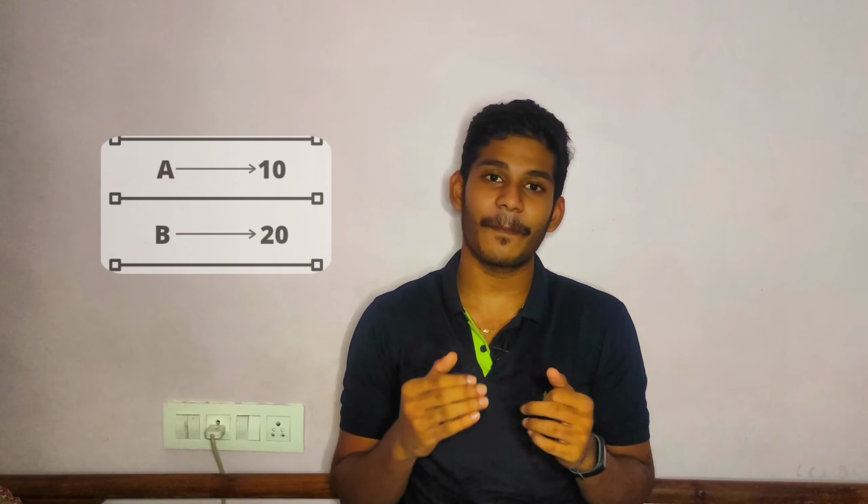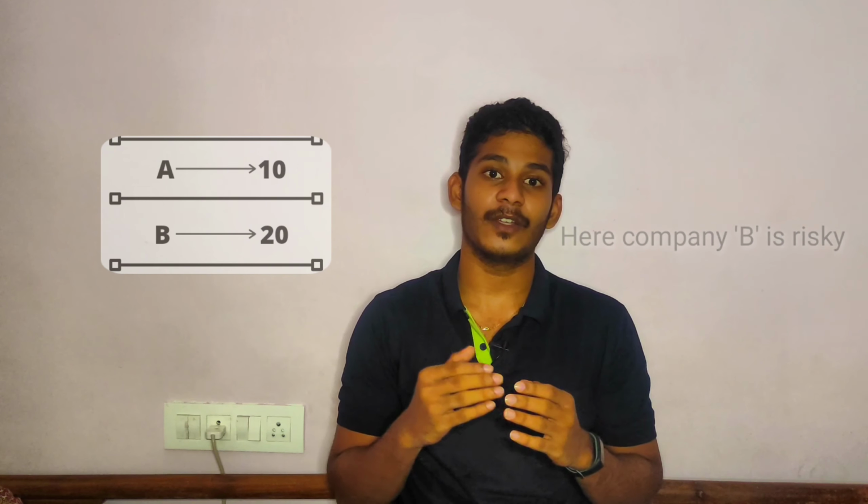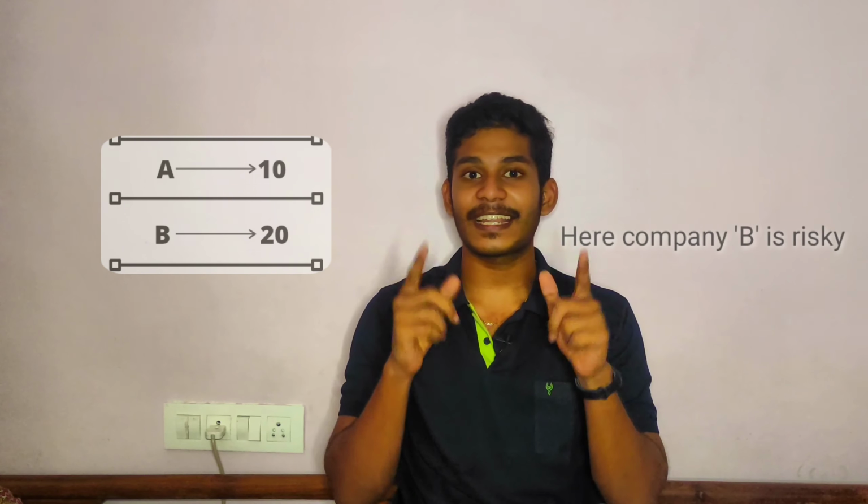Now let us consider two companies A and B, and let the PE ratio of company A be 10 and company B be 20. Company A is undervalued whereas company B is overvalued. So the companies which have high PE ratio are risky. These companies can crash anytime.